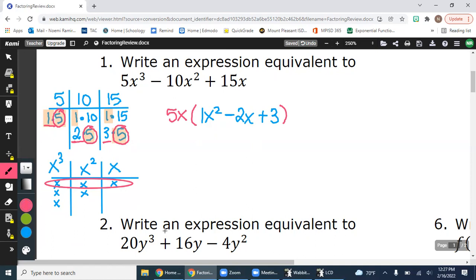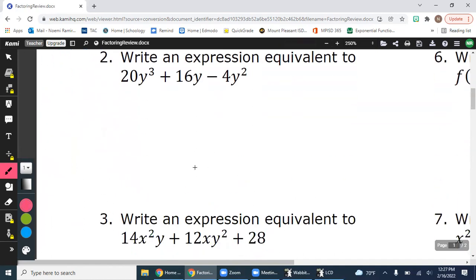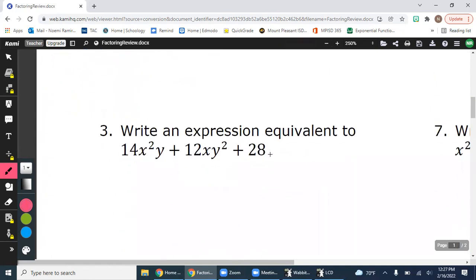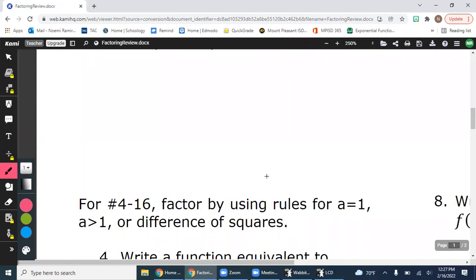Close it off, okay? So I'm just gonna go ahead and give you a hint. Be careful with number 3. Notice how it has XY, XY, but there's no XY for 28, okay?